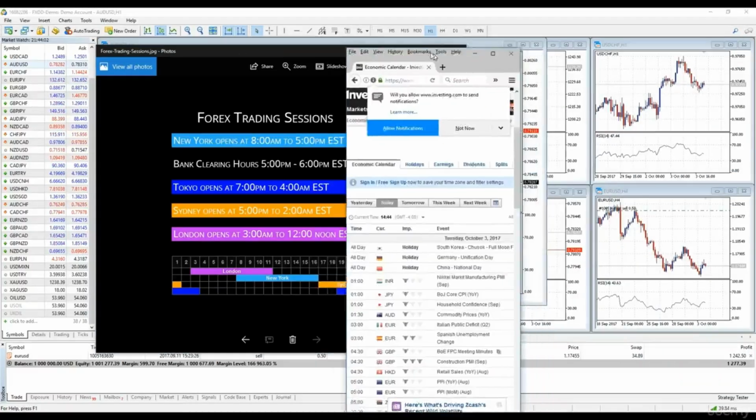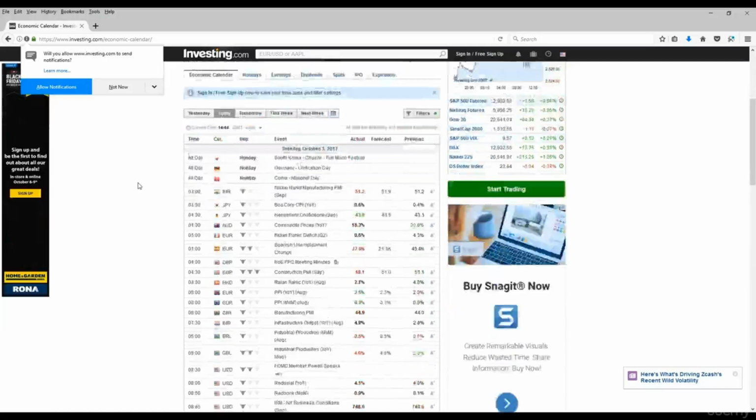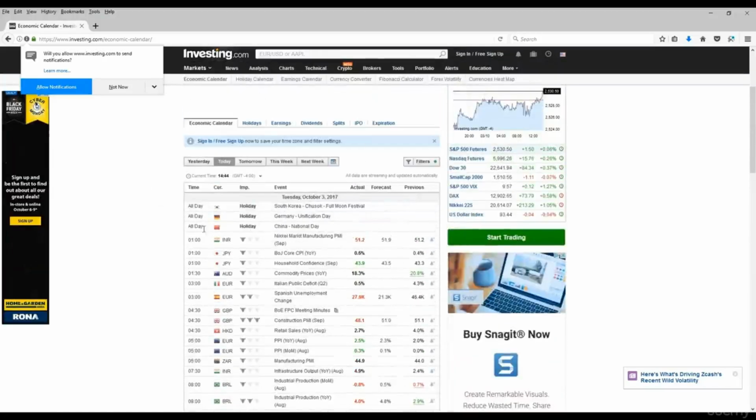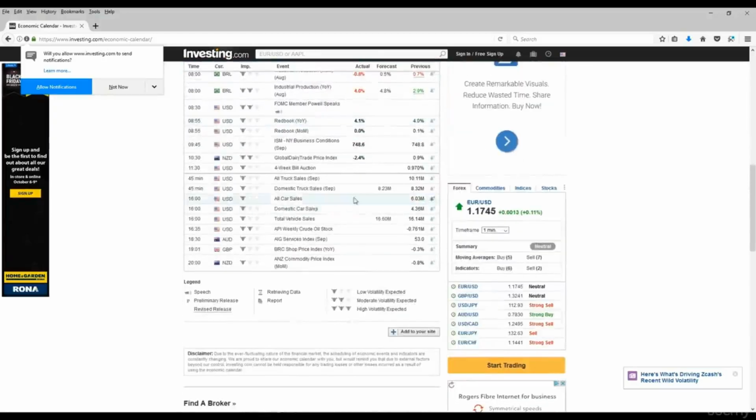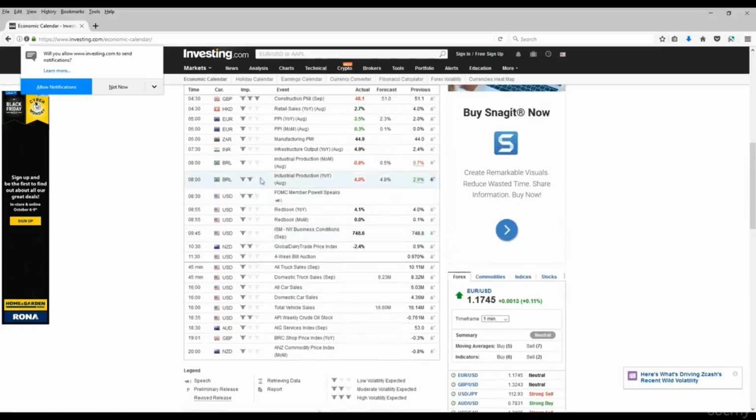There are a lot of economic reports that come out throughout the day, and these reports could impact the market in a very significant way. This economic calendar I just picked up from investing.com, and it gives us some reports that are due out later today. There's API weekly crude oil stocks coming out, and the bulls basically represent the importance. When there are two bulls, it means medium volatility, and when there's one bull, it's low volatility. But when we have three bulls, it's very high volatility.